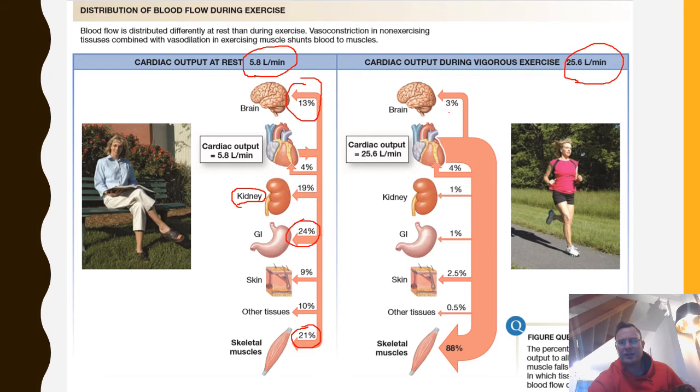So what's interesting is the brain now gets 3%, but if you calculate that as a pure volume, so 3% of just under 26 litres, you should, and I'm going to get you to do the math in a minute, you should find that it's not far off, should be almost exactly the same as 13% of this 5.8 litres. Because when we exercise, we don't want more blood going to our brain.